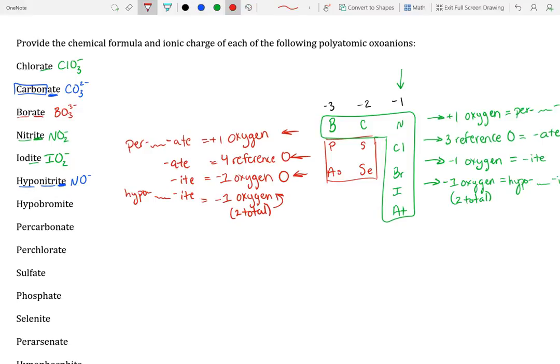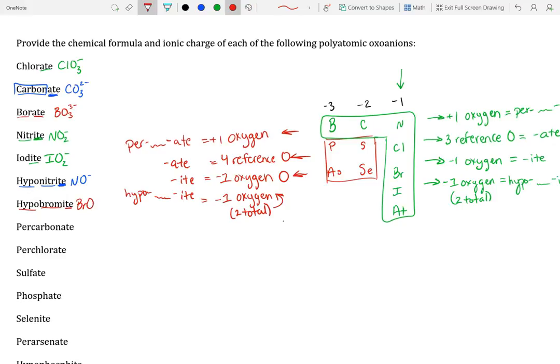Okay, so let's move on to the next. Hypobromite. Okay, what is that? So let's identify the root, which is brome. Kind of sounds like bromine, right? Now the suffix and the prefix tells us that there have been 2 oxygens removed from the reference amount. Now what is the reference amount? Well, let's look at where it is. It's inside the 7, right? If it's inside the 7, it means it has 3 reference oxygens. So 3 minus 2 is equal to 1.